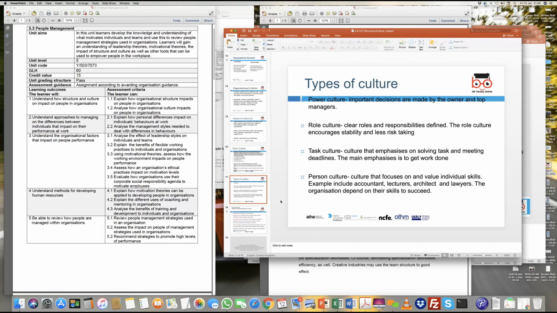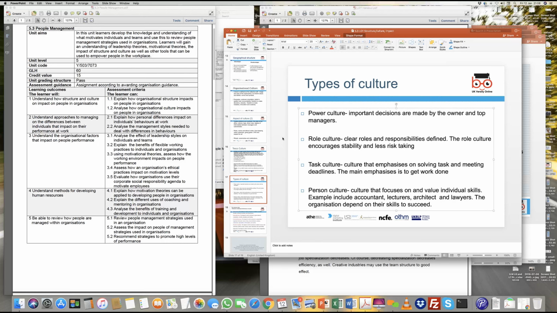But there are 4 different types of cultures. You have a power culture, you have a role culture, you have a task culture, and you have a person culture. And these are defined because, like we have leadership theories, you have autocratic, democratic, laissez-faire, transformational, transactional leadership styles, similarly, you have culture styles.